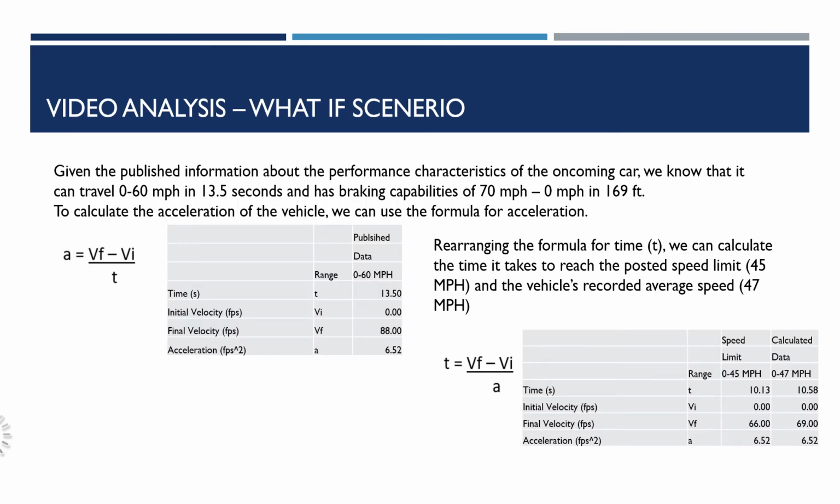Given the published information about the performance characteristics of the oncoming car, we know that it can travel 0 to 60 miles per hour in 13.5 seconds and has braking capabilities of 70 miles per hour to 0 miles per hour in 169 feet. To calculate the acceleration of the vehicle, we can use the formula for acceleration. Rearranging the formula for time, t, we can calculate the time it takes to reach the posted speed limit, 45 miles per hour, and the vehicle's recorded average speed, 47 miles per hour.